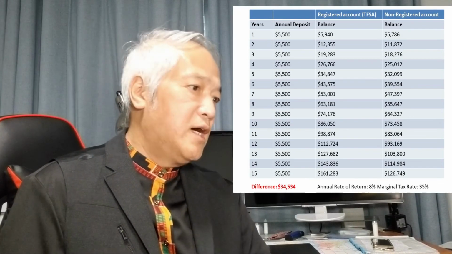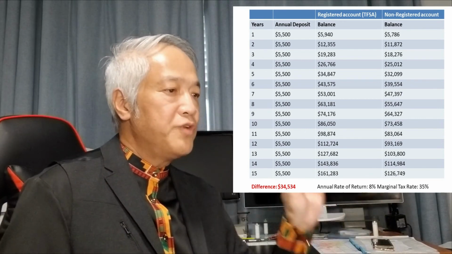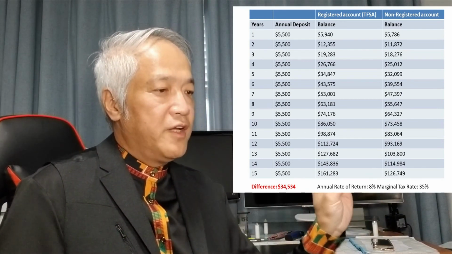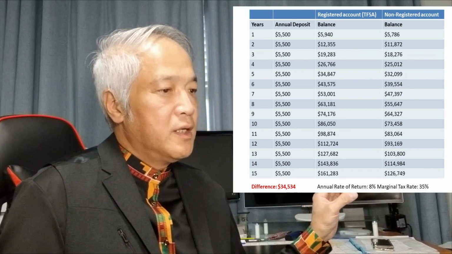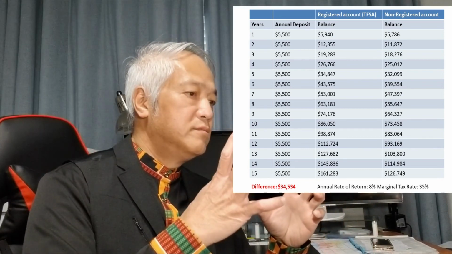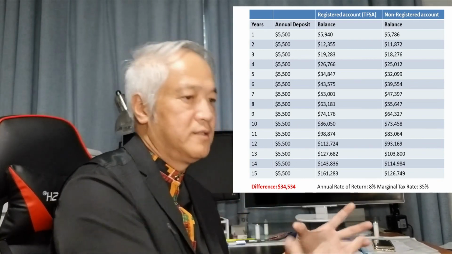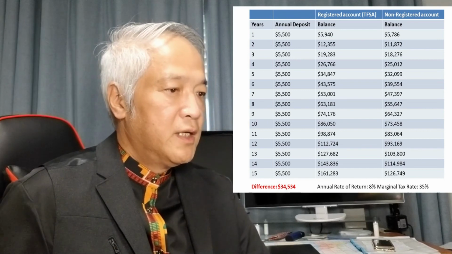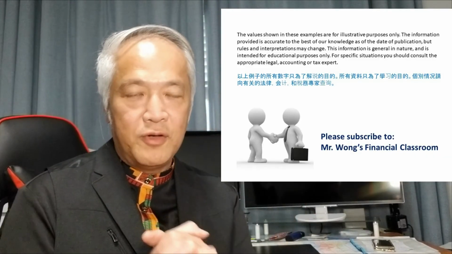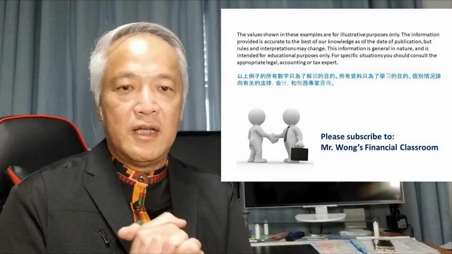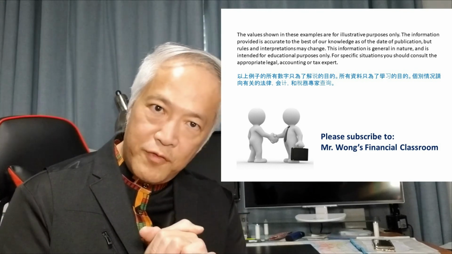This slide we can quickly go over. It's basically the same idea: registered account, TFSA, versus non-registered account. We all know that the difference is you pay tax or you don't pay tax. All right, so I hope the information today will give you a better idea of the differences of these accounts.